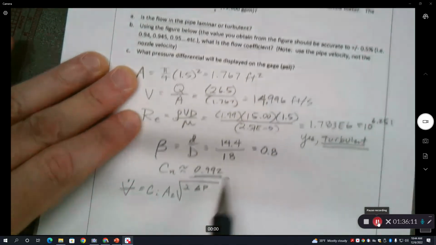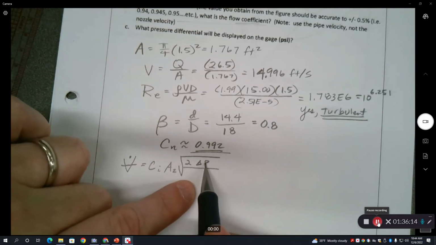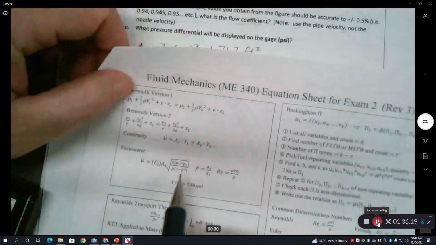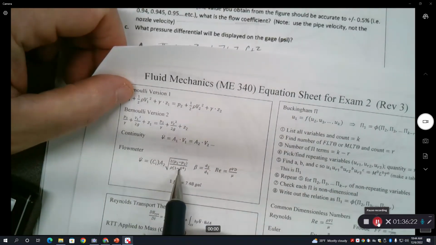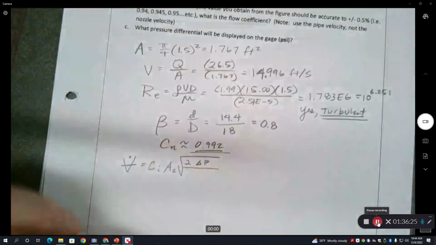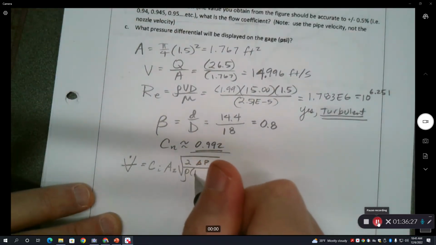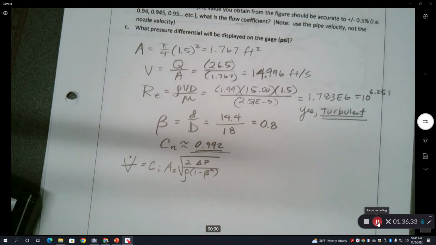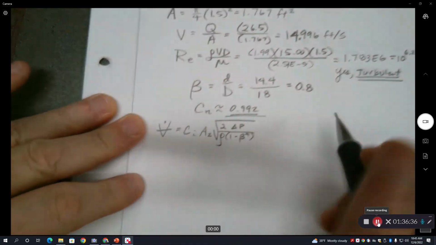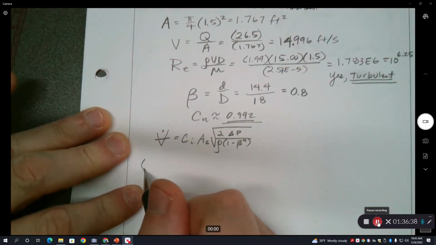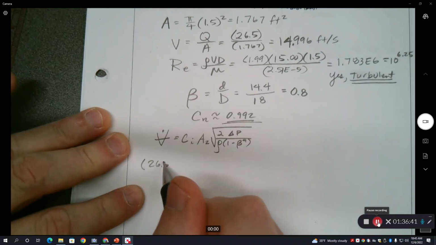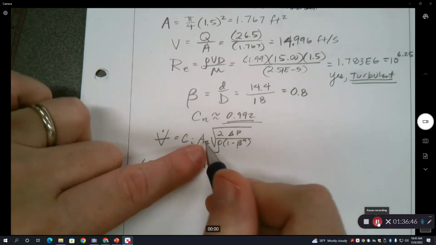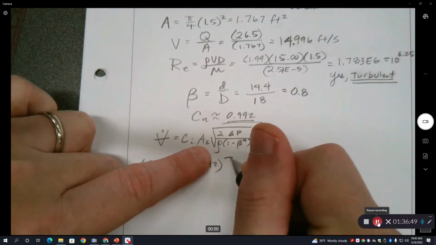We already did the flow coefficient, so this is actually one of the answers to B. C is what is the pressure differential. And I asked for PSI. Noteworthy that we're going to get pounds per square foot if we keep the base units in here, so just be aware of that. Rho 1 minus beta fourth, right there. Should get us what we want, right? So below this, I'll write the thing out. 26.5 is equal to 0.992. We can calculate this to the side or just do it right here.